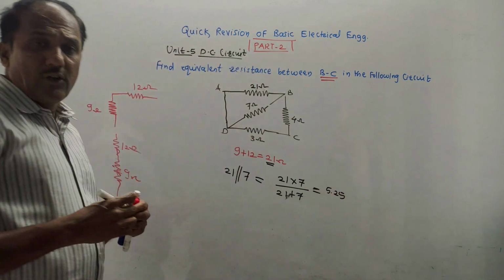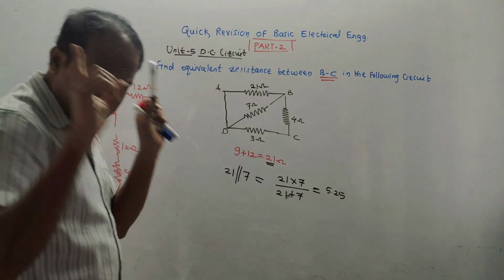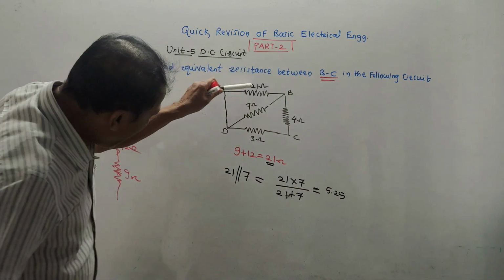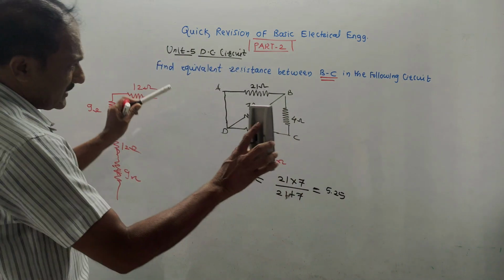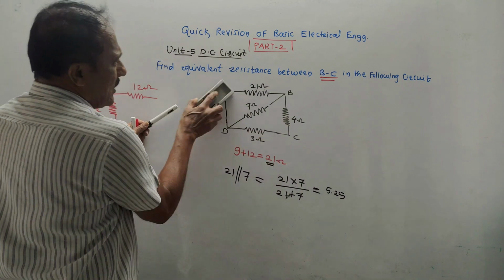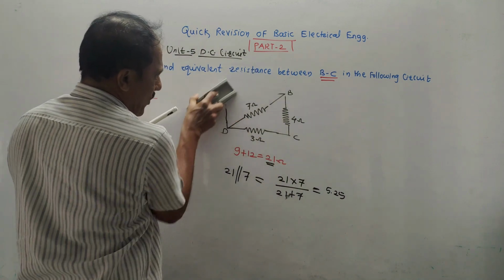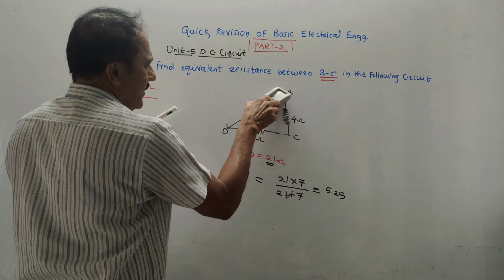5.25. Again, to avoid the confusion, remember the simple tricks. What I did, I have taken these two resistors in parallel. Remove any one of the resistors. Keep another as it is. So for example, I will remove this 20 ohm. Remove all the connections related to 20 ohm.